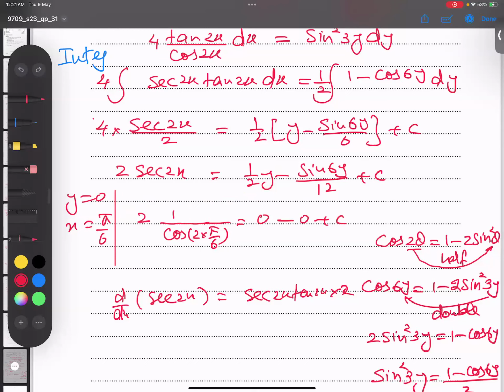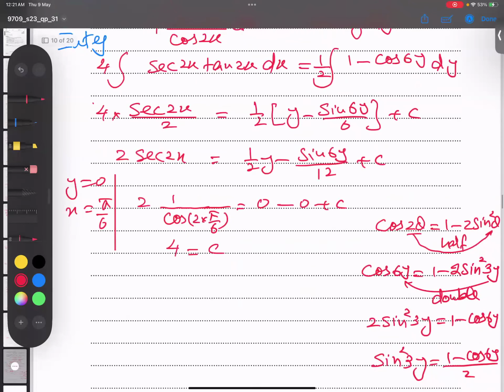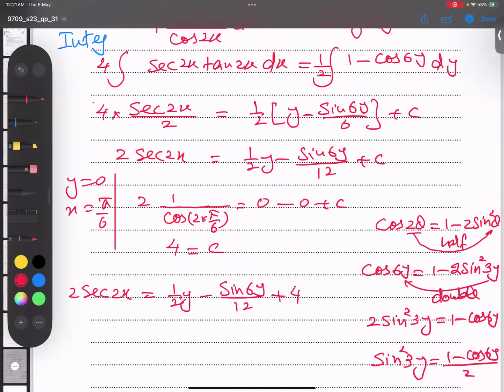And so this will give you 1/2 and become 4. So the C value becomes 4. I believe you got my point. Okay, now I'm erasing all these formulas. Now I plug back into the equation. So I plug in this 4 here. So finally, you get what? 2 secant double x equals half y minus sine 6y divided by 12, plus 4. This is done, student.